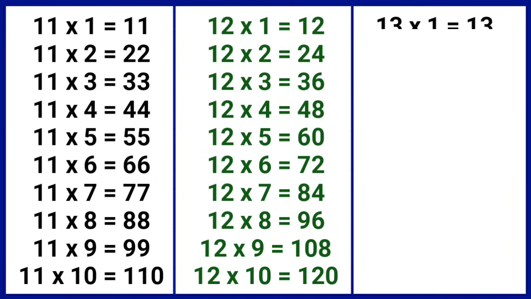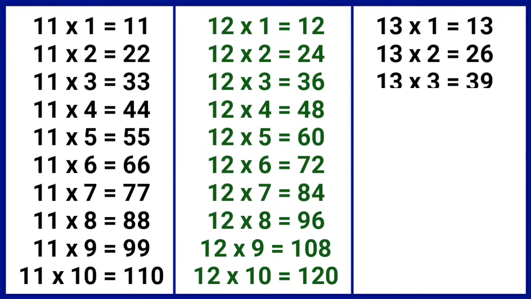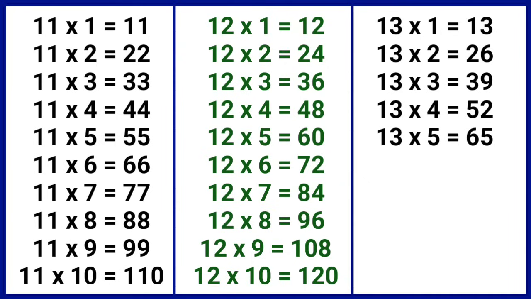13 ones are 13. 13 twos are 26. 13 threes are 39. 13 fours are 52. 13 fives are 65. 13 sixes are 78.